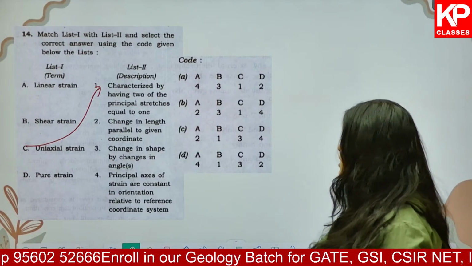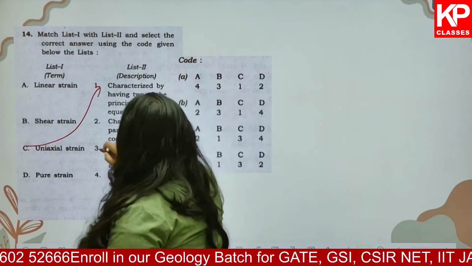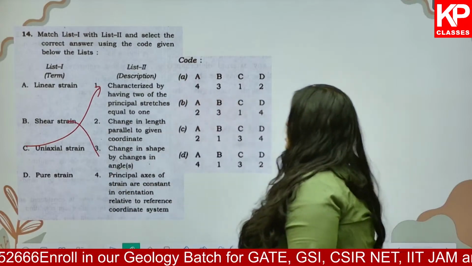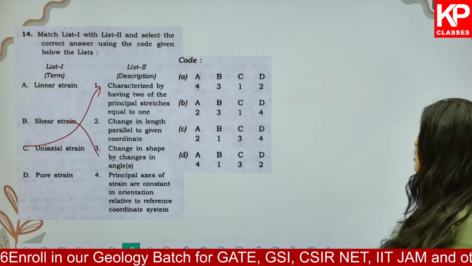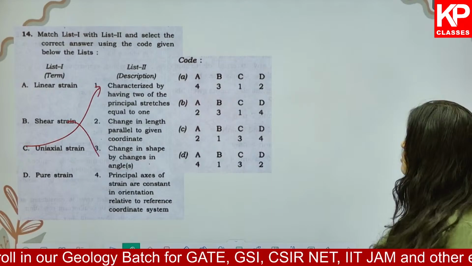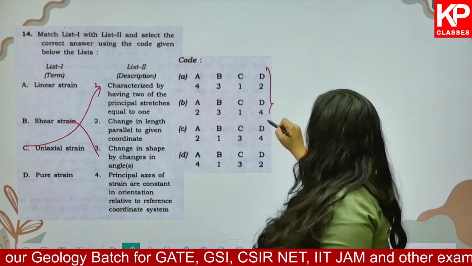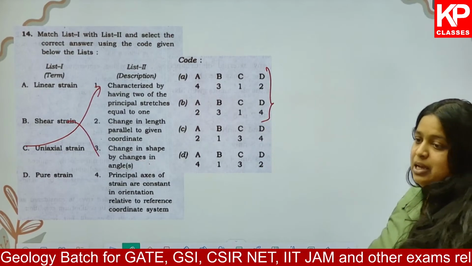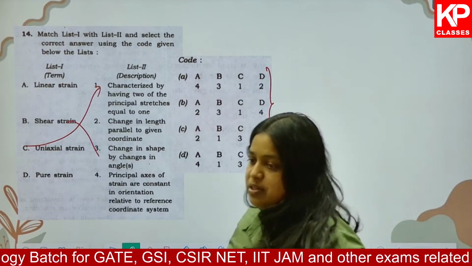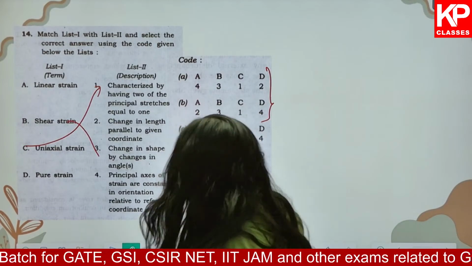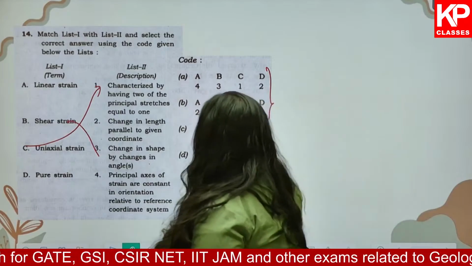Then shear strain is the change in shape by angle. So C is 1, B is 3. So any two of these options can be correct. You are saying the answer is B? Yes, the answer is B.